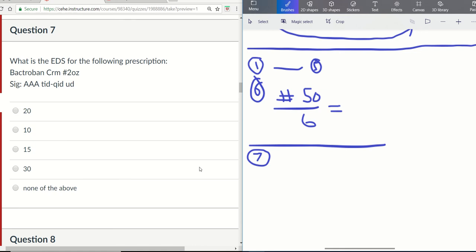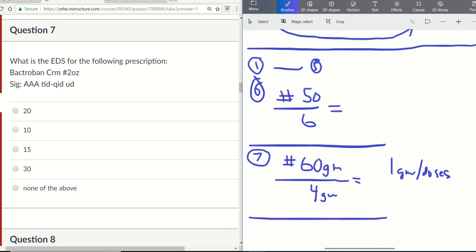Creams, just like mLs, we're going to approximate about 30 grams per ounce. So 2 ounces would be about 60 grams. And for us, we're going to assume 1 gram per dose. That's just to make our life easier here in class. So 2 ounces is 60 grams. Apply to the affected area 3 to 4 times a day. What's the most they can use in a day? 4 grams in a day. So for this one, you get a whole number. No need to round.